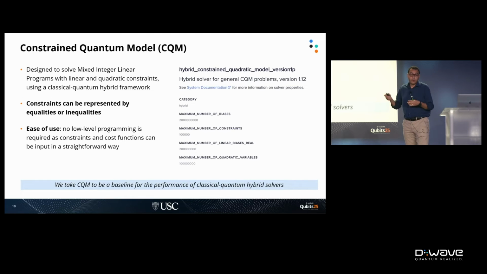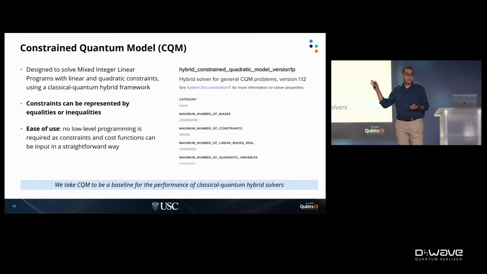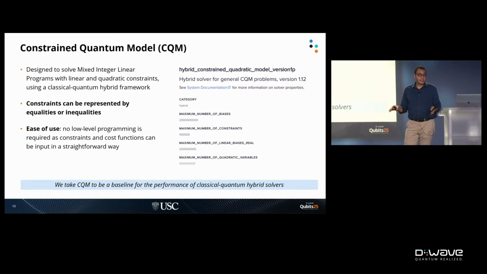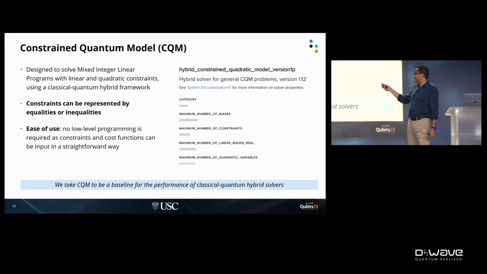We started our initial implementation of this solution for query optimization using the CQM, and we chose this specifically because of the powerful representation of the constraints that it provides. You can represent the equality and the inequality constraints explicitly in your code. And also, it's very easy to program with. You don't need to go for a low-level programming style to do this. So it's a perfect fit for us as system developers to explore with. So we take the CQM as a baseline for evaluating the performance of these hybrid solvers to see how practical they are.